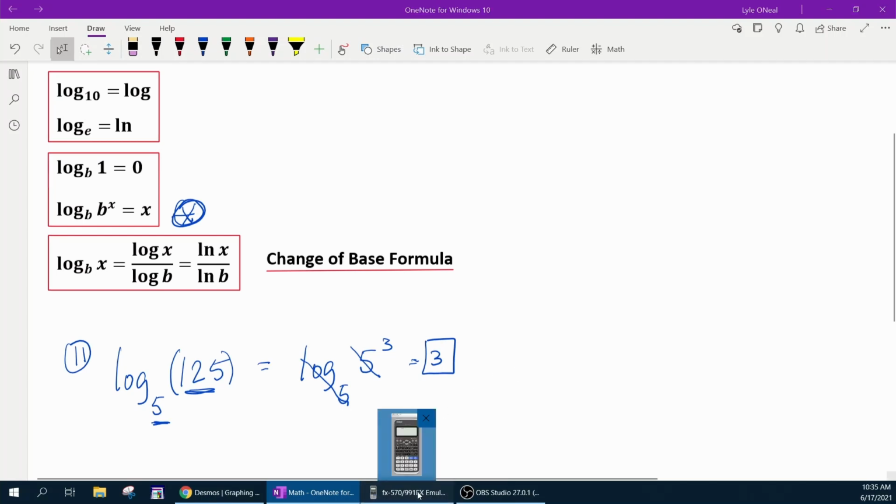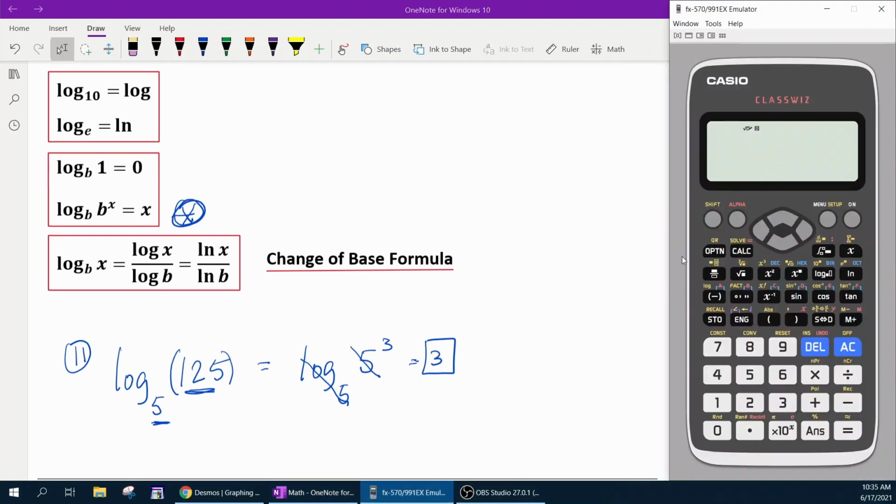And now we are going to pull up our Casio to check this. And the first thing I'd like to point out on our Casio is that we do have a log button that's got two little boxes. And this is one of the reasons I think the Casio ClassWiz is freaking sweet. You can do log any base on this calculator.